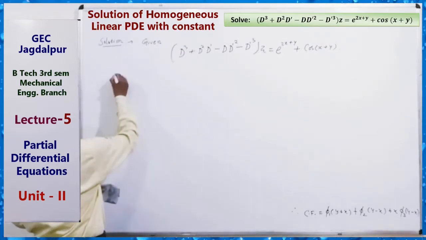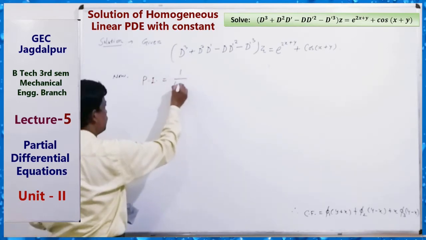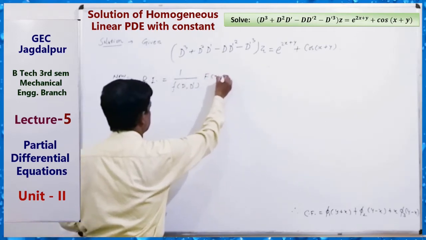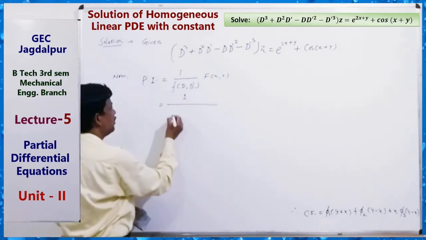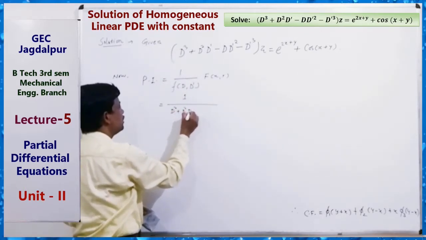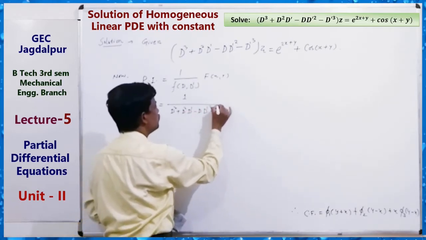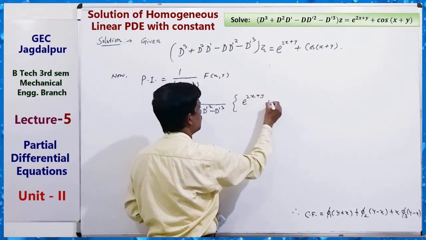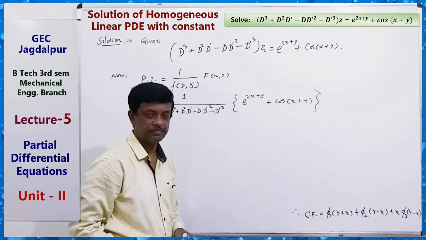And now PI equals to 1 upon f(D, D′) of xy, that is 1 upon (D³ + D²D′ − DD′² − D′³) applied to e^(2x+y) + cos(x+y). This is PI. Clear?